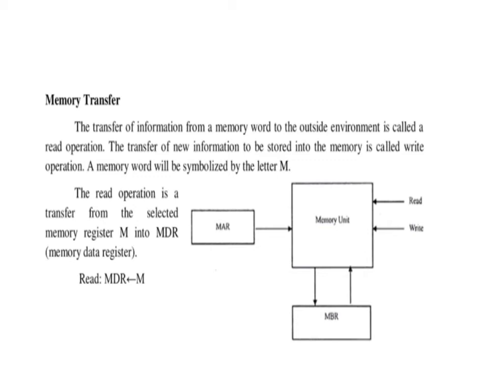A memory word can be represented symbolically by using the letter M. If it is a read operation, the information is transferred from the selected memory register M into MDR, and it can be represented as read, then M to MDR. MDR is the memory data register, and during a read operation, the transfer of data from M to MDR occurs.